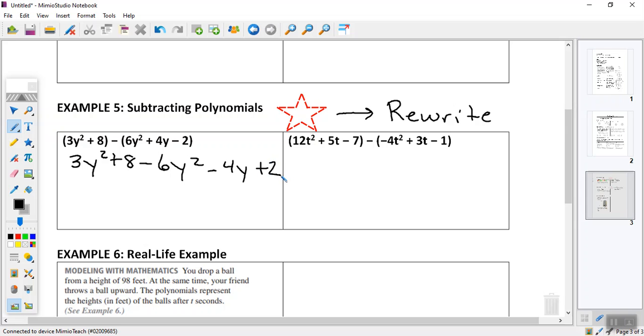and change the signs. Kids, the 6y squared in here was originally positive, wasn't it? What is it now after I rewrite it? Okay. The 4y was positive in here. It's now negative. The only time you have to do that is when we're subtracting polynomials.